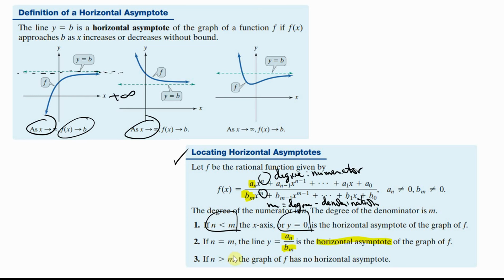If n is greater than m, if the degree of the numerator is greater than the degree of the denominator, then the graph has no horizontal asymptote. If the degree differs by 1, that is, if n is greater than m by 1, then we talk about a slant or slanted asymptote. I think in your country, we put an ed on slant. We talk about slanted asymptote. I like that. That sounds closer to home to me.